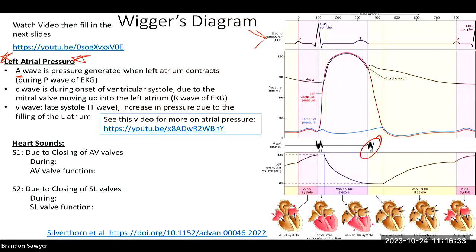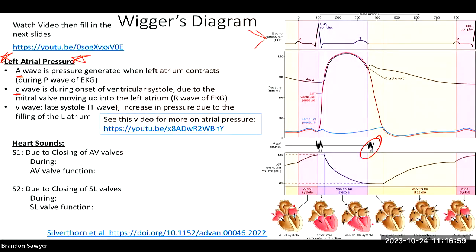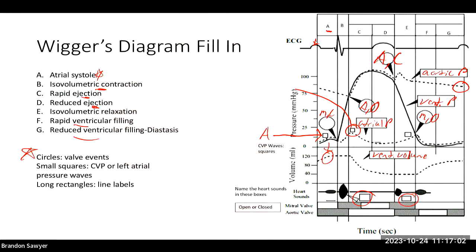So that was this one. The C wave is during the onset of ventricular systole, due to the mitral valve moving up into the left atrium. That was what I was just talking about with the wind coming up underneath your umbrella. Same thing with the blood rushing up underneath the mitral valve when the ventricles contract. That makes the mitral valve push into the atria a little bit, and it creates a little pressure wave. We can see that right here. That one was called the C wave, the mitral valve stretching up into the left atrium a little bit when the ventricles contract.